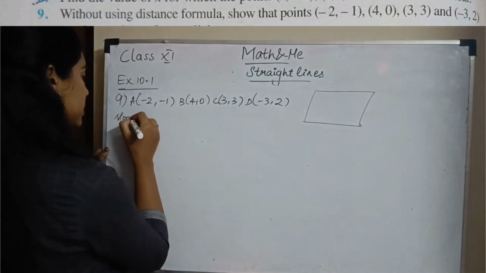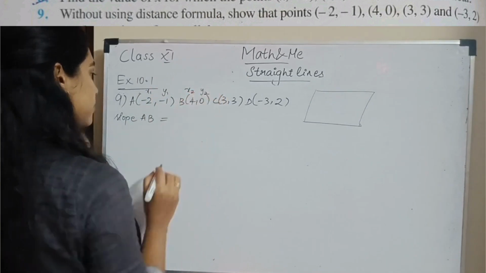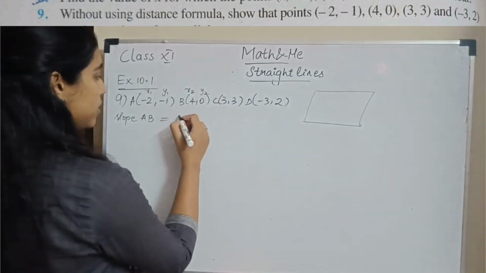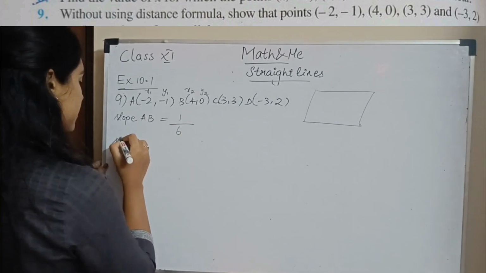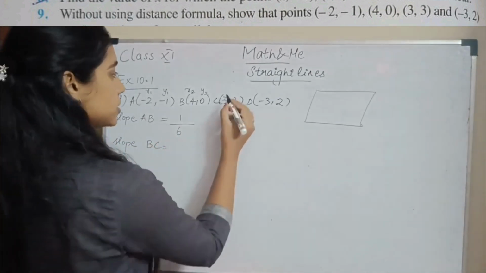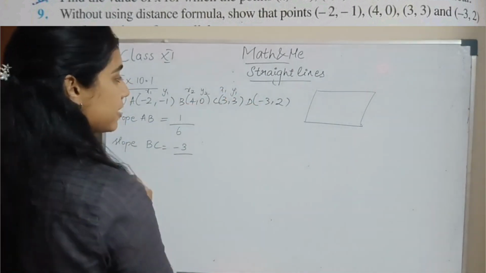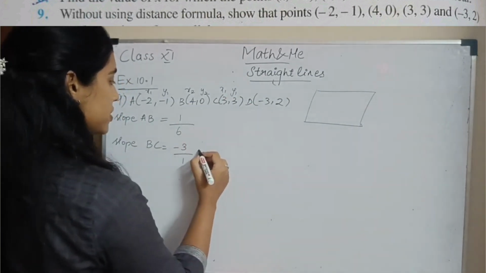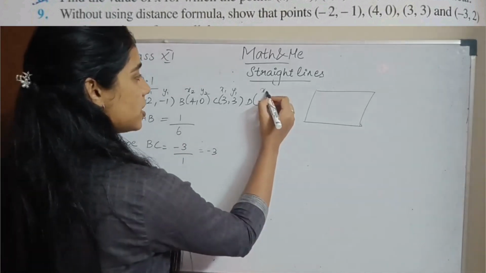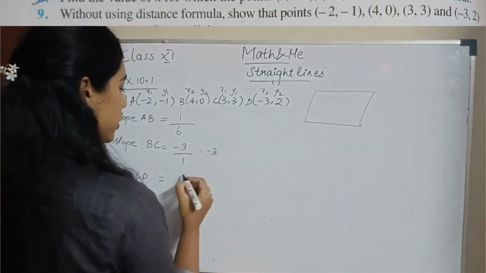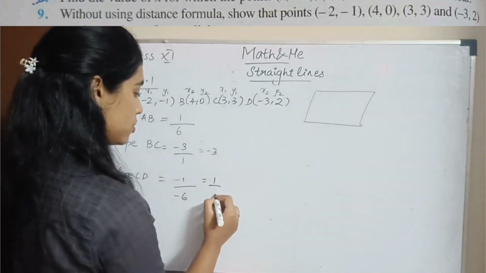So slope AB equals, so this is your x1, y1, x2, y2. So you have slope AB, y2 minus y1 divided by x2 minus x1, 4 plus 2, which is 6. Now you have slope BC. So now this becomes your x1, y1 and this is your x2, y2. So y2 minus y1 divided by x2 minus x1, which is 1. So you get minus 3. Slope CD. So now this is your x2, y2. You have y2 minus y1, which is minus 1, over x2 minus x1, minus 3 minus 3, minus 6, which is equal to 1 by 6.